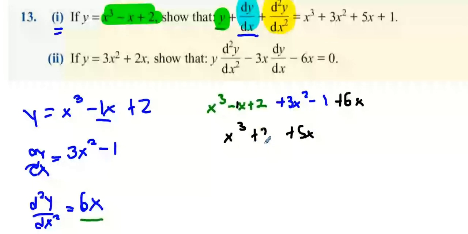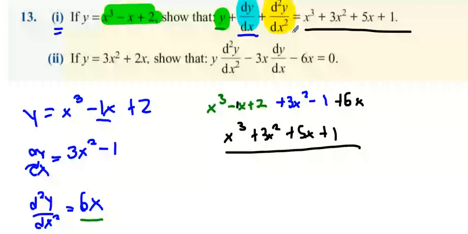3x squared is on its own. And then we have plus 2 take away 1 is plus 1. And therefore we've proved that those sides are equal to each other. Let's keep going. Alright guys, now we're on 13 part 2.